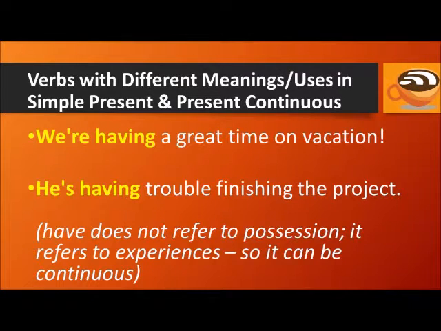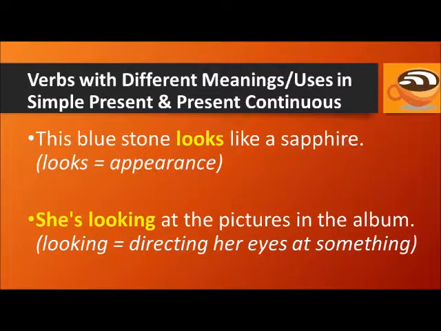Here are a few other verbs that follow this pattern. This blue stone looks like a sapphire. Looks refers to appearance, an intrinsic quality of the stone. She's looking at the pictures in the album. Looking is continuous because it refers to an action, directing her eyes at something.